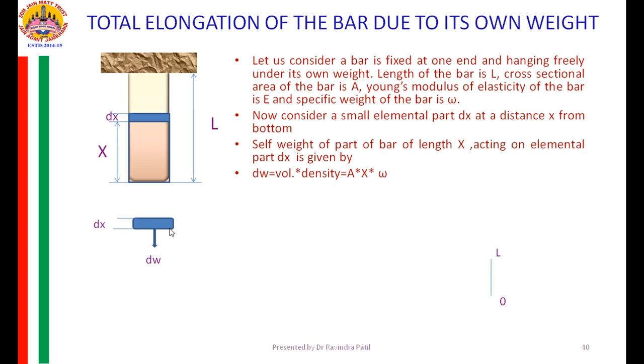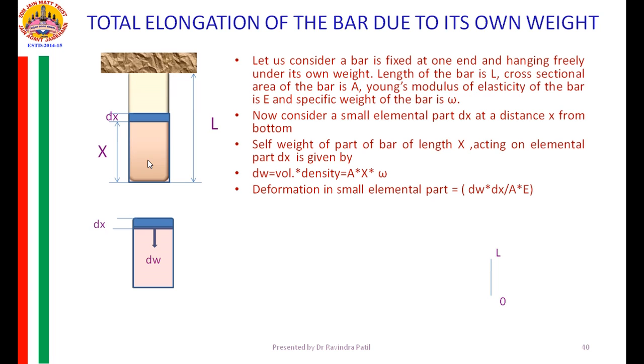A is the cross-sectional area and E is the Young's modulus of the material. Now calculate the deformation of the small elemental part. This is the weight acting on it, meaning this part's weight. If I take the elemental part here, this weight is acting on the member. If I take an elemental part here, only this particular part's weight is acting. Based on where that elemental part is situated, the weight acting on it is different.